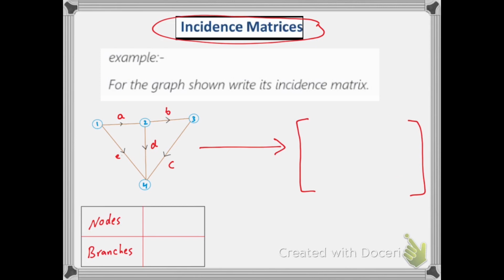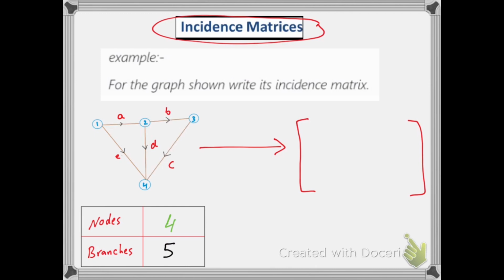To do that, I should first count how many nodes I have and how many branches. Here in our graph, I have node 1, node 2, node 3 and node 4. Then I have 4 nodes. And let's count the number of branches. I have branch A, branch B, branch C, D, and even branch E. How many branches do I have? I have 1, 2, 3, 4, 5. 5 branches.